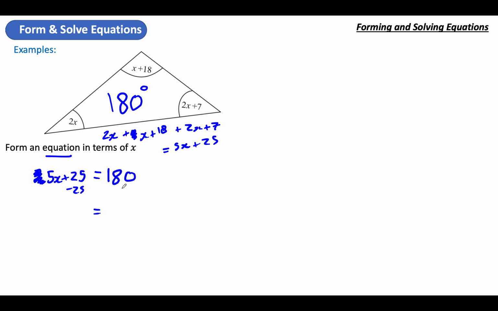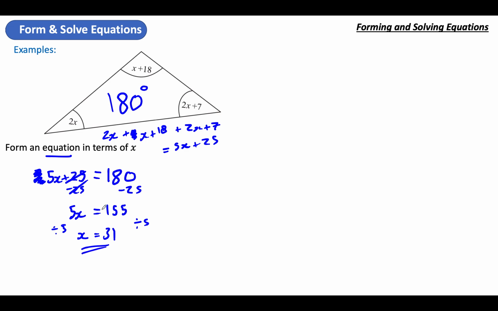Right, take away 25 from both sides. So 5x is equal to 155. But I don't want 5x. I only want 1x. So I divide by that number touching the letter. And it is 31. All right, you can always use bus stop for that if you're not sure.